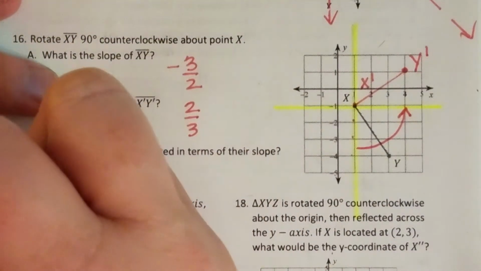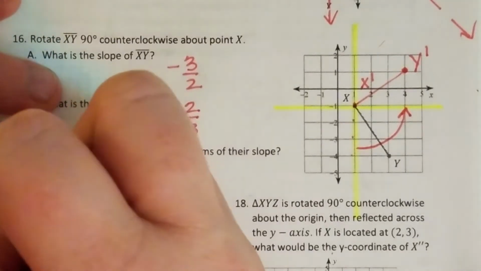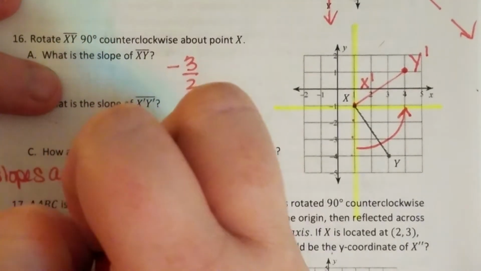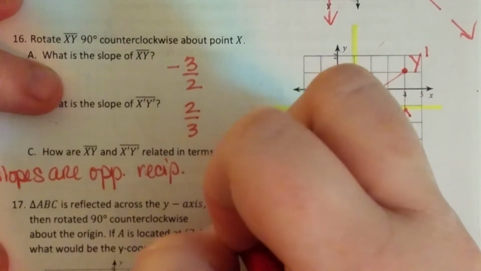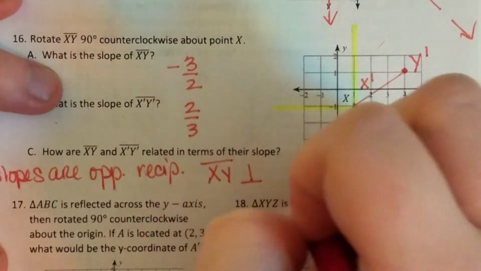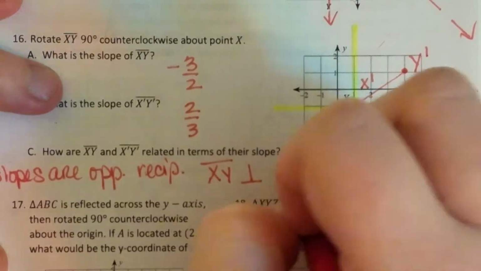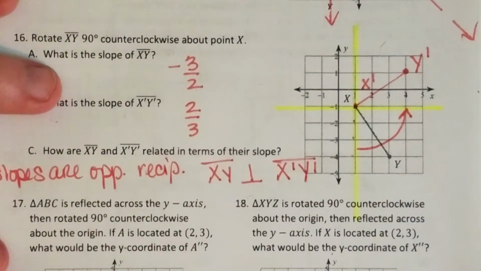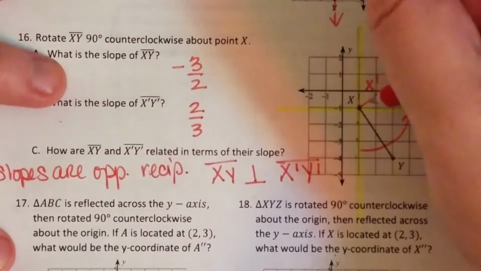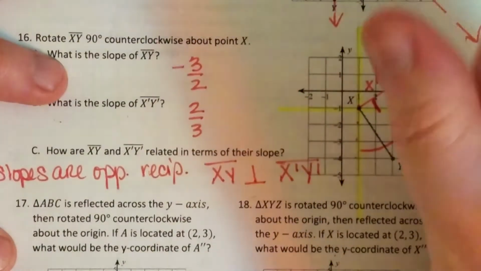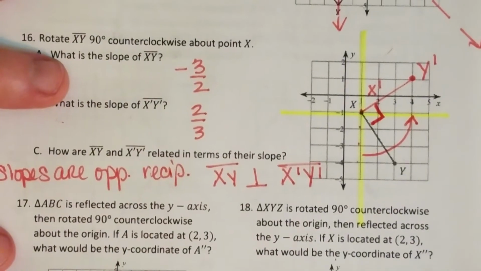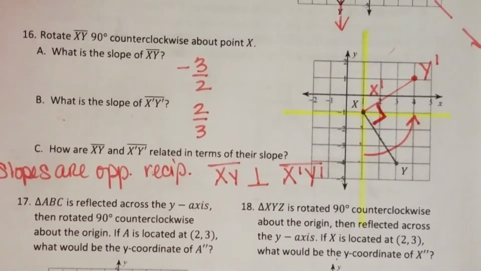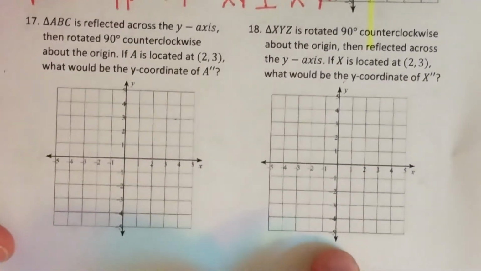All right, so the slopes are opposite reciprocals. I'm going to abbreviate here, which means that XY is perpendicular to X prime, Y prime. And that's it. Drawing a relationship there. So now that we've shown that they are perpendicular, we can put a little right angle symbol right there. And that's it. All right, moving right along to number 17 and 18.